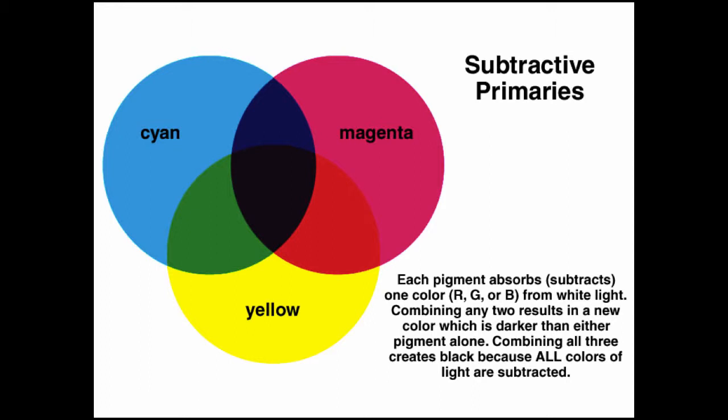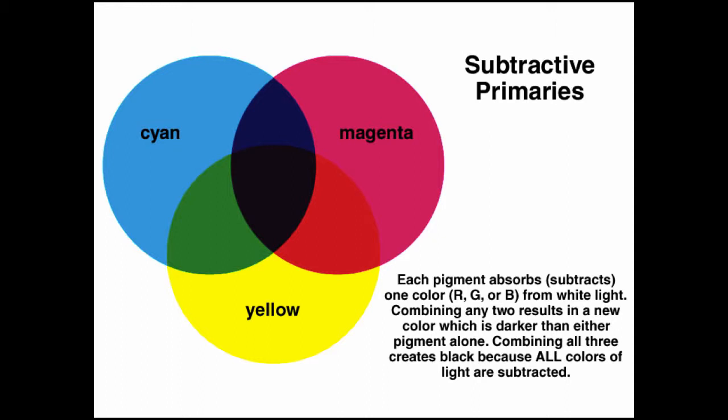So as I've already mentioned, cyan pigment absorbs red light, reflects blue and green. Magenta pigment absorbs green light and reflects blue and red. Yellow pigment absorbs blue light and reflects green and red. Another reason that these are referred to as subtractive primary colors is because when you combine these pigments, the resulting color is always darker or less bright than either one was alone.